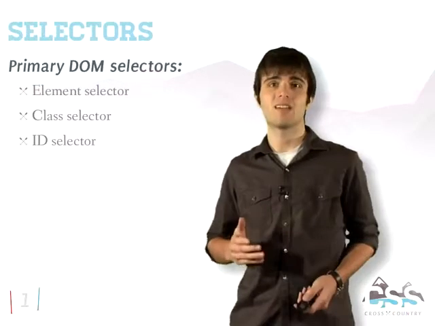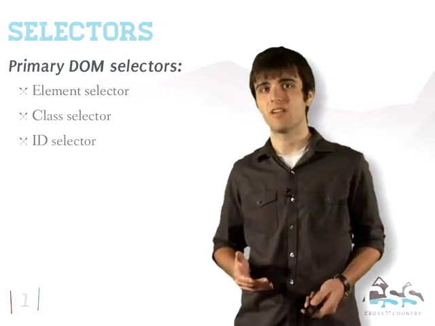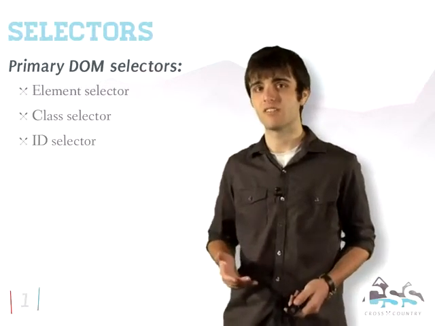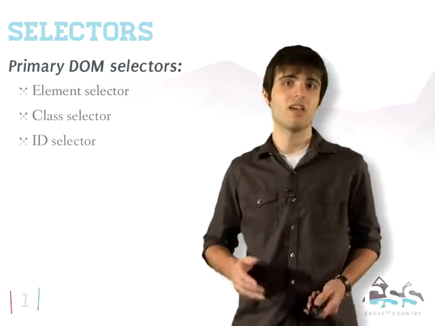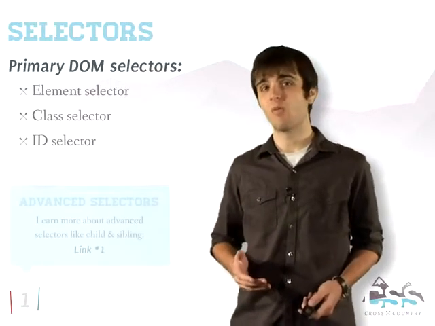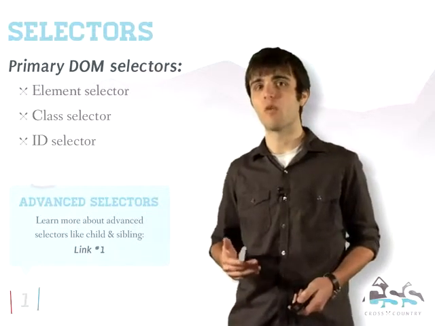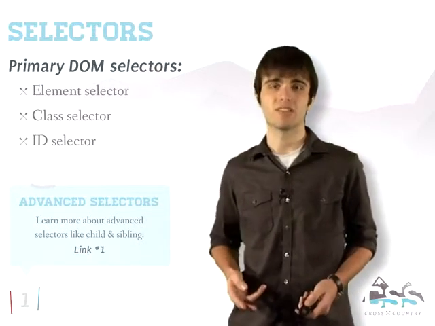Moving on, there are three basic selectors we're going to cover in CSS Cross Country, and these are the element, class, and ID selectors. There are a number of more selectors to deal with, but we're not going to cover them in depth in the course. If you'd like to learn more, visit link 1 below this video to learn more about things like the child and sibling selectors.